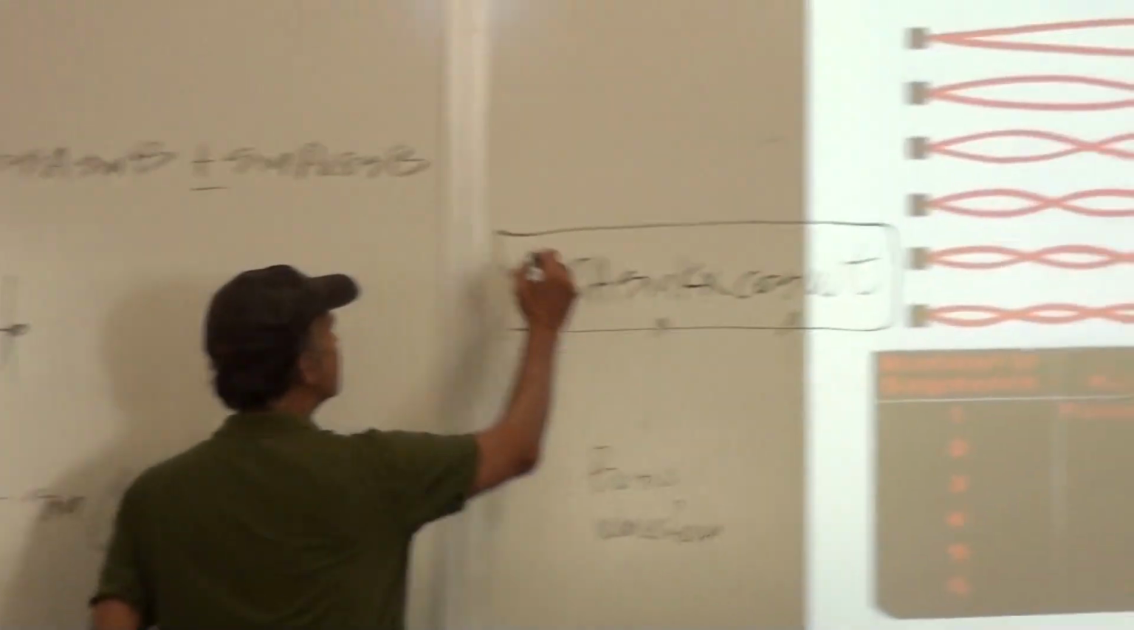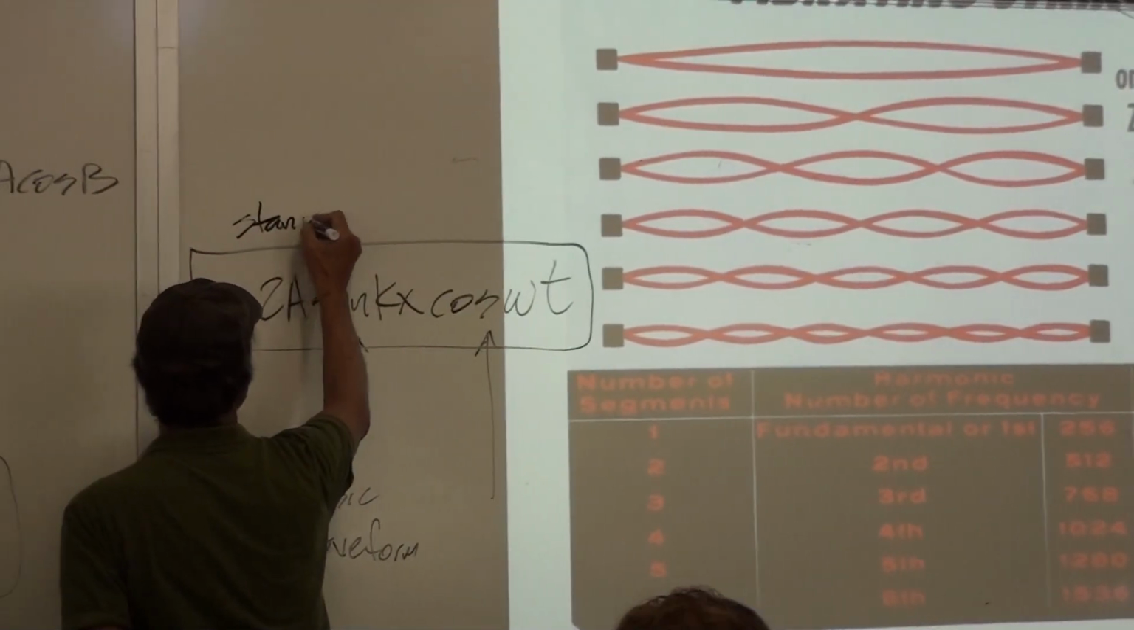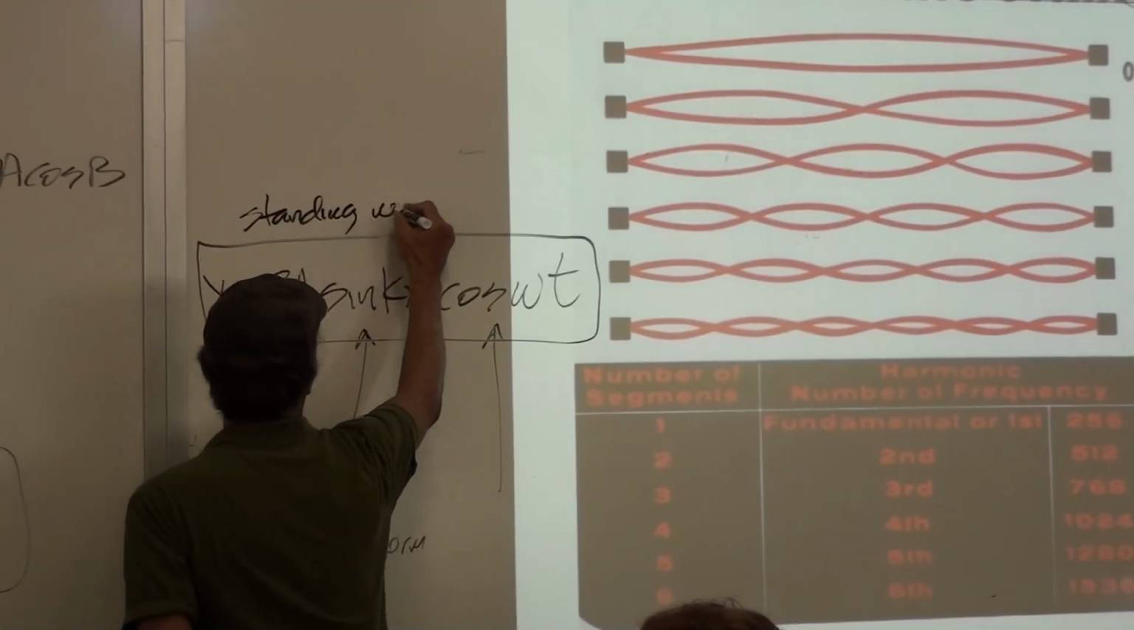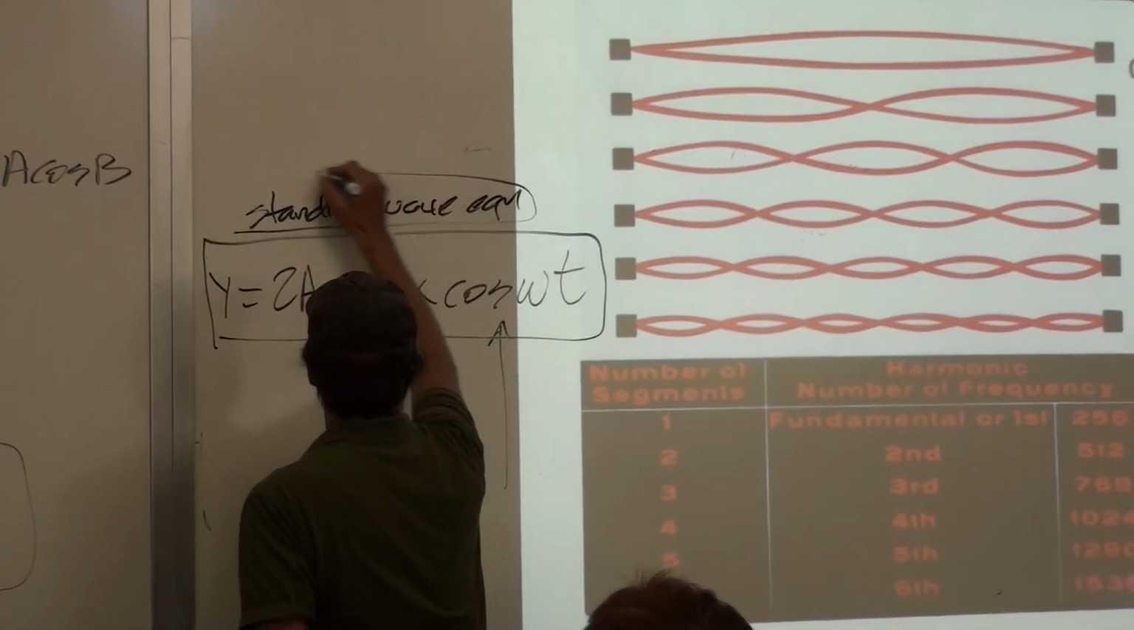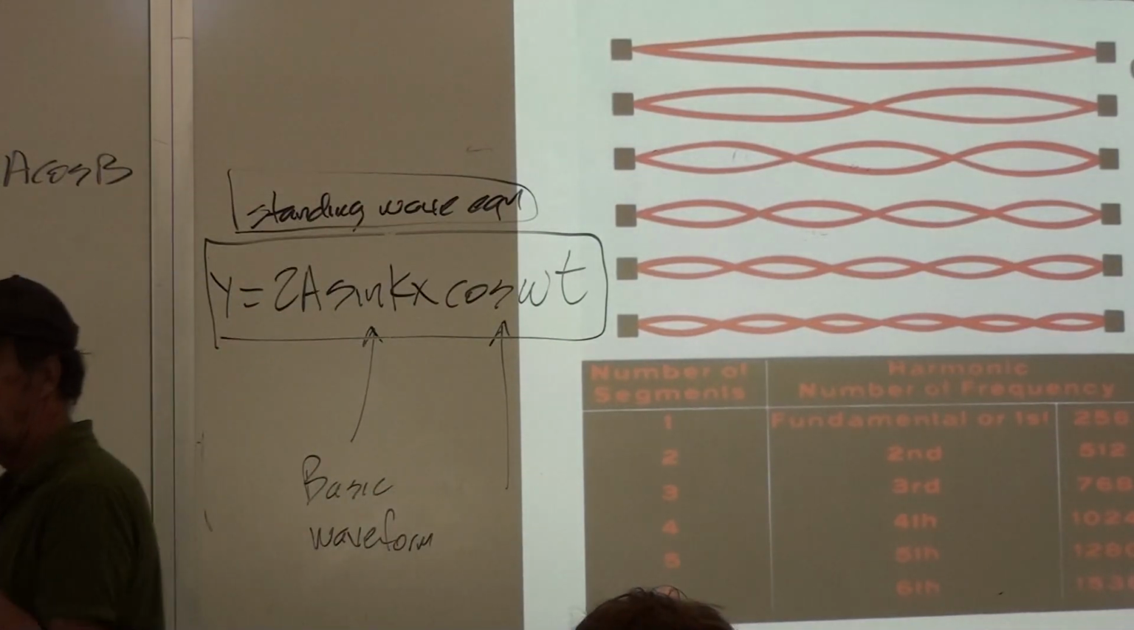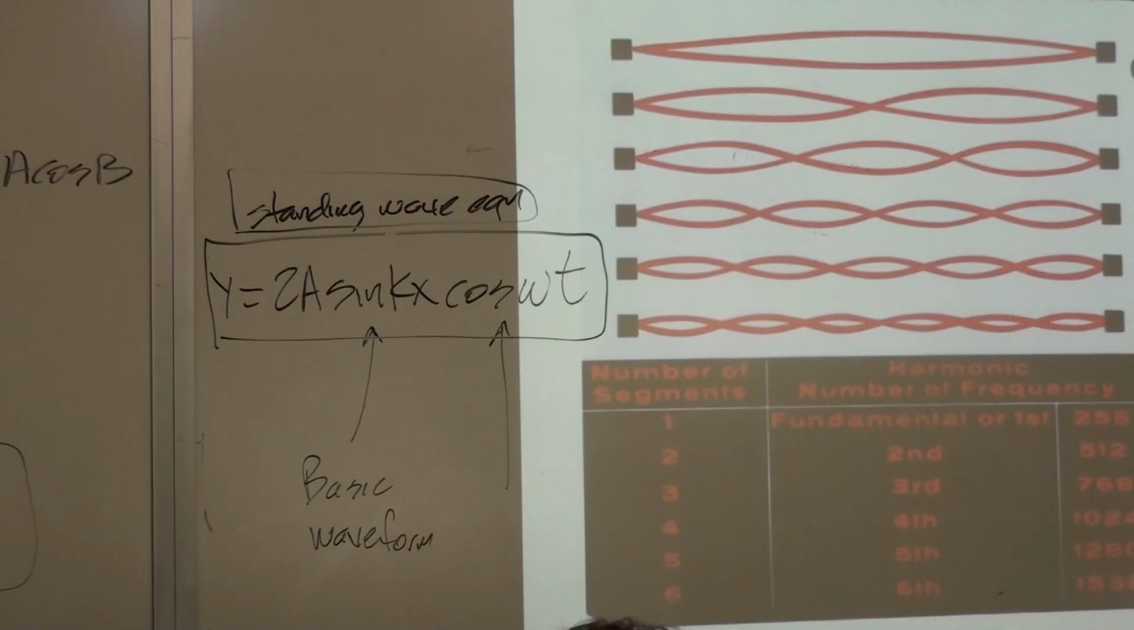So this is our standing wave equation. And we want to make sure that this is completely understood as being different from the traveling wave equation. Remember, we just derived the standing wave equation by taking two traveling waves that are moving in opposite directions.